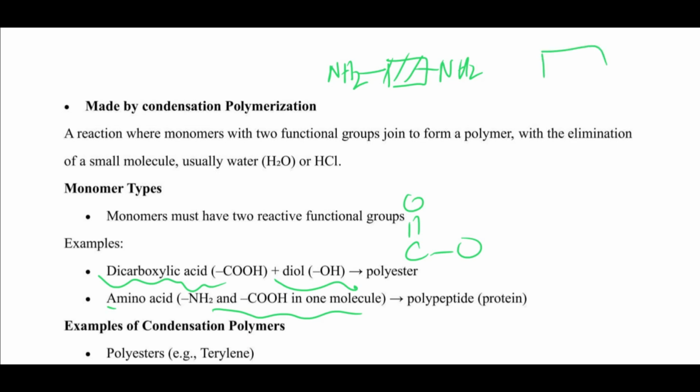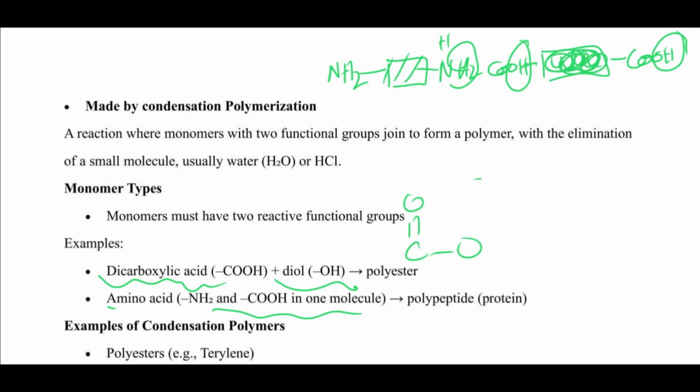And the other one is, of course, dicarboxylic acid. I can make it like this: COOH on both sides. I already told you that carboxylic acid will always lose its OH. So when it loses OH, who will lose hydrogen? Only the amine will lose one of its hydrogens.